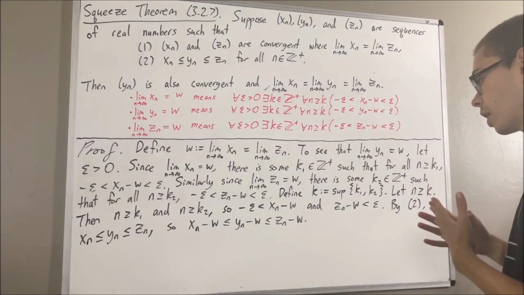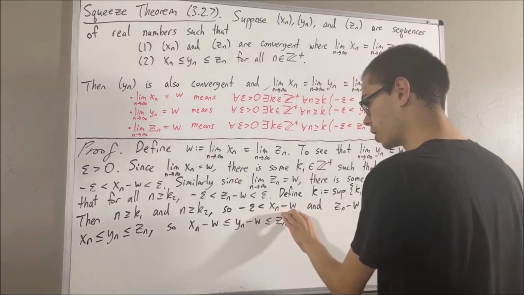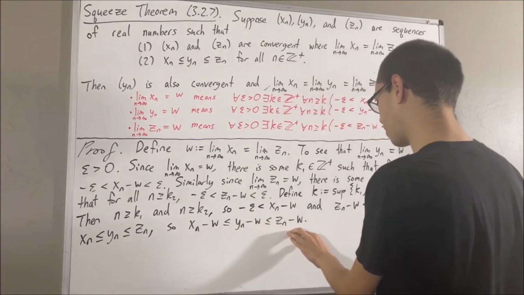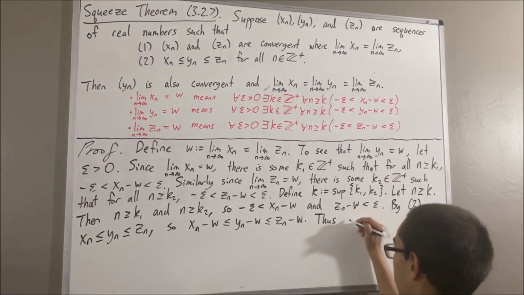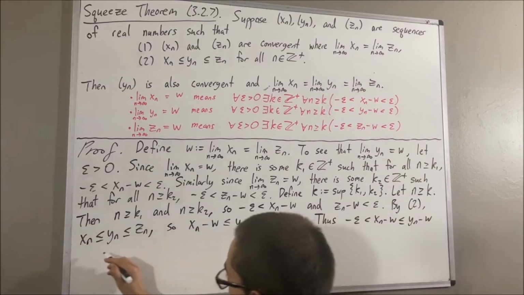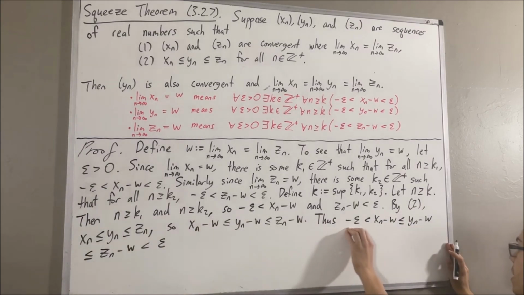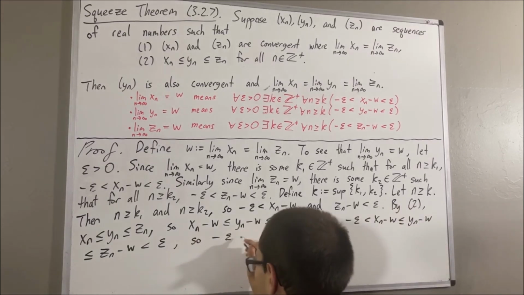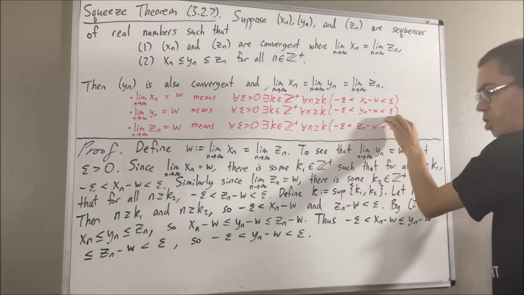And now putting this all together, we see that the negative of epsilon is less than xn minus w, which is less than or equal to yn minus w, which is less than or equal to zn minus w, which is less than epsilon. So we see that the negative of epsilon is less than yn minus w, which is less than epsilon. And that is exactly what we wanted to show.